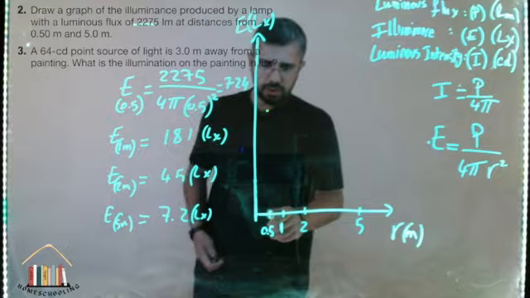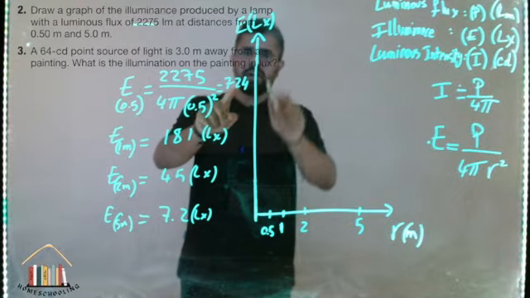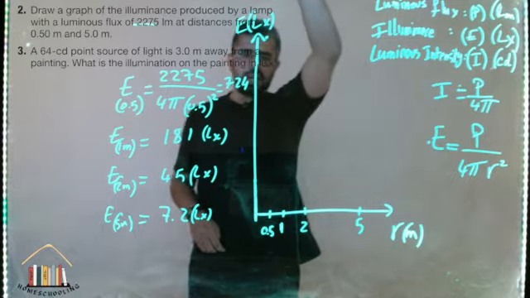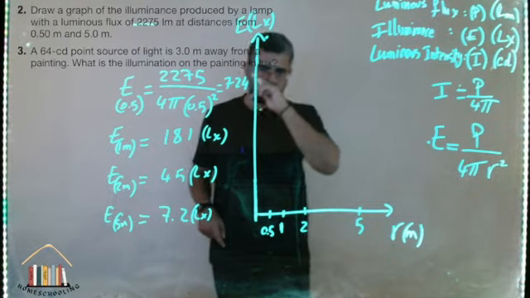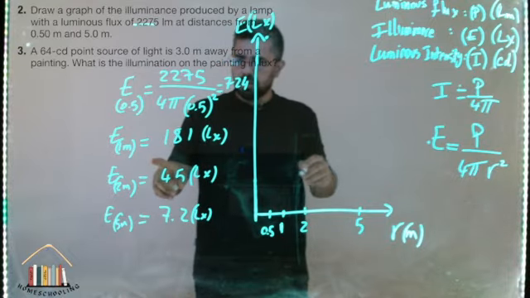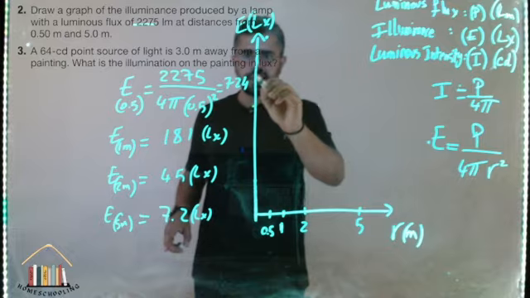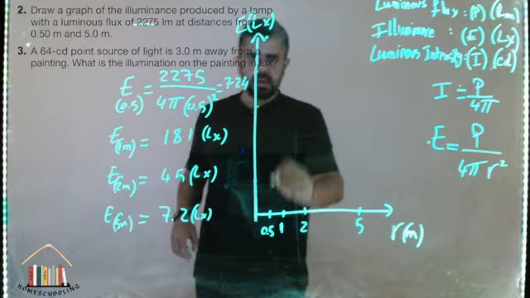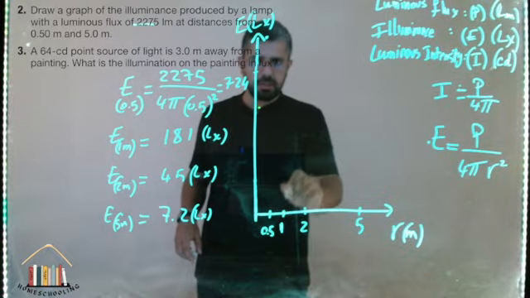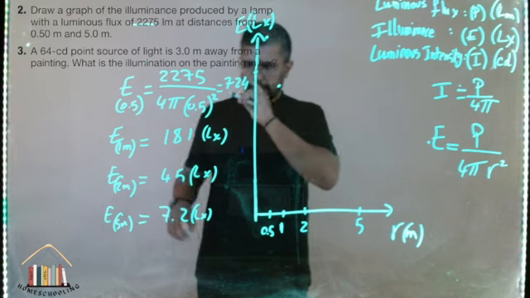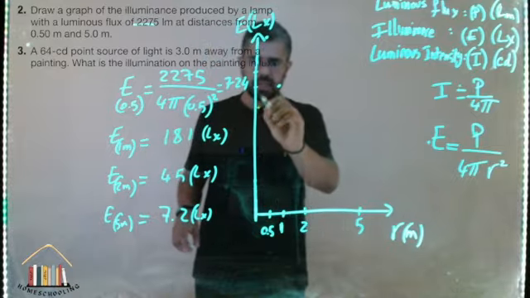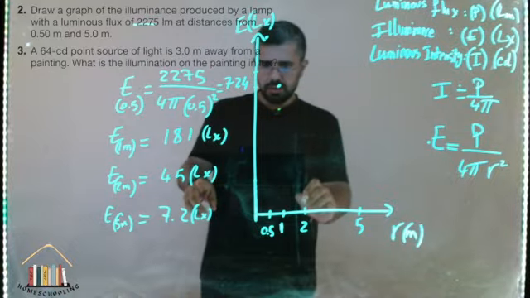For 0.5 meter, the value is way too high. It's 700. I'll consider it here, but it's way higher than that because it's 724. It's a very big value. The other value for 1 meter is 181. I'll consider it somewhere here, a little bit less than that. The other value here is 45. If this is like 180, then 45 for 2 meters is somewhere here.